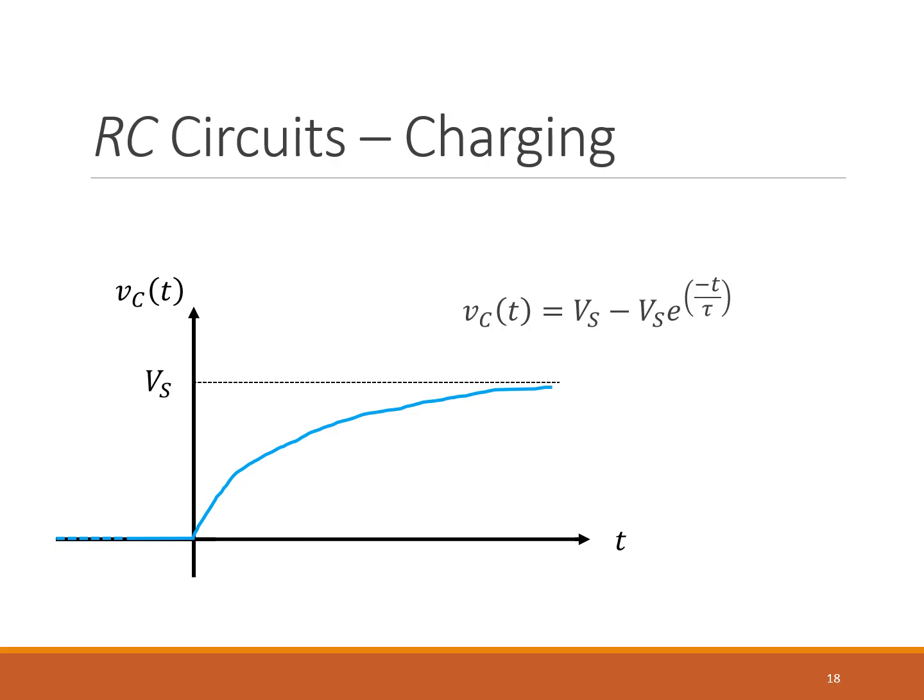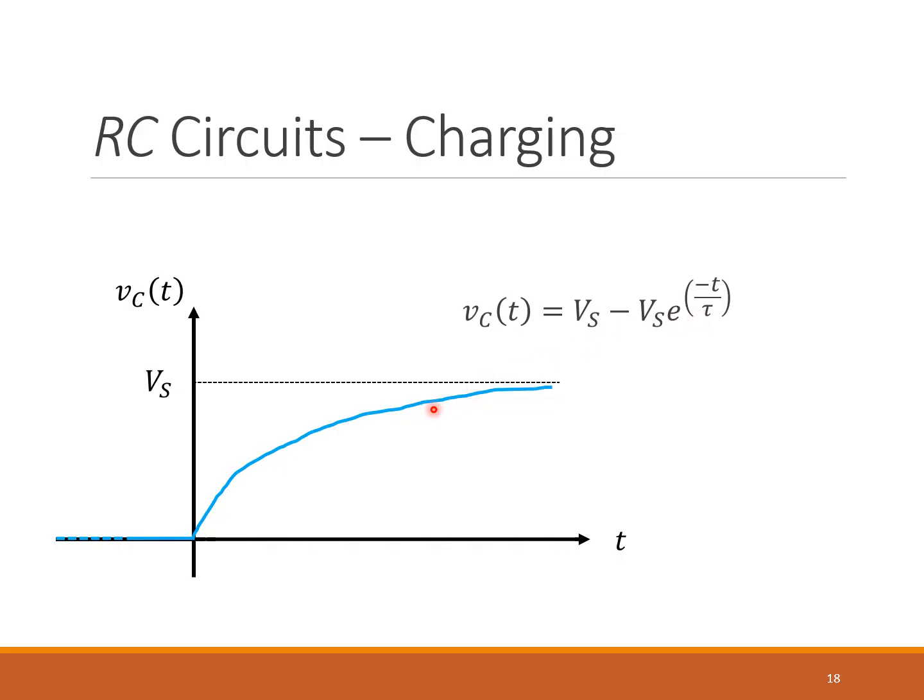This slide shows the response over time for the circuit that we considered previously. So here I have the equation that we saw previously that we solved for. We had Vc of t is equal to Vs minus Vs e to the minus t over tau. So again, Vs was the voltage source that was being applied to charge the capacitor. Tau is equal to RC, so of course that depends on the circuit components as well.